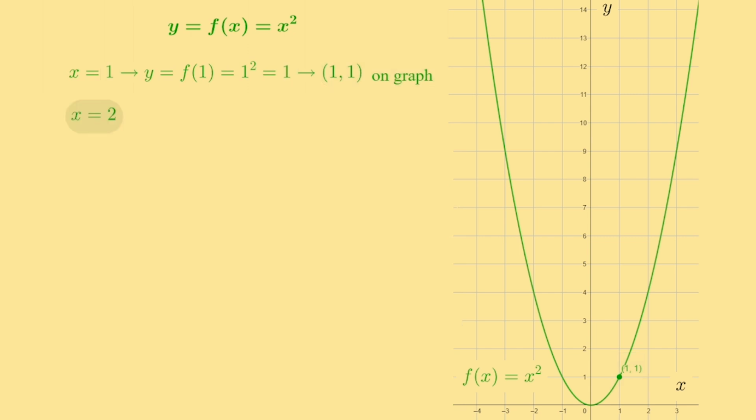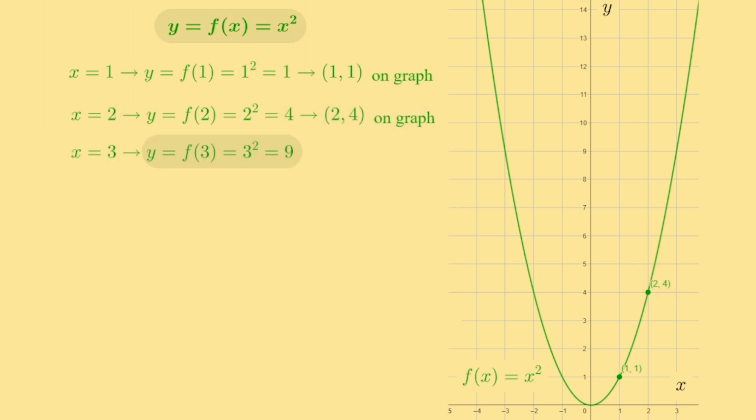X equals 2 is paired with y equals 2 squared, which is 4. So 2, 4 is a point on our graph. X equals 3 is paired with y equals 3 squared, which is 9. So 3, 9 is a point on our graph.